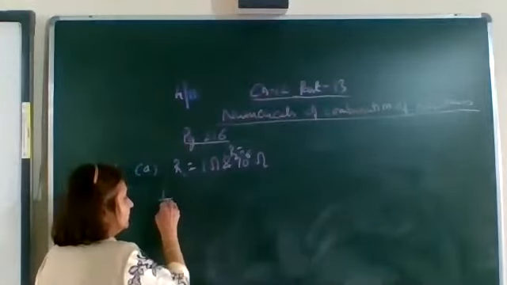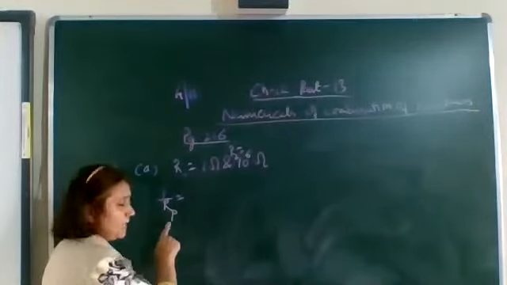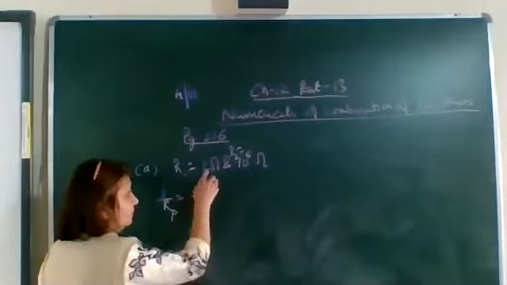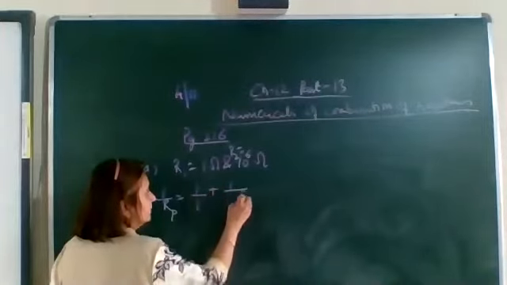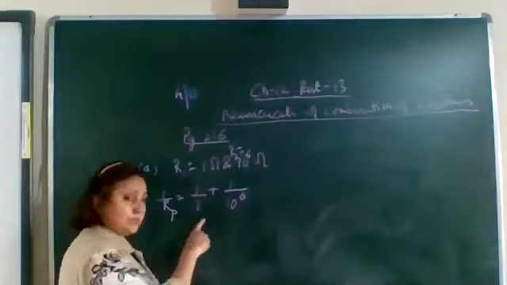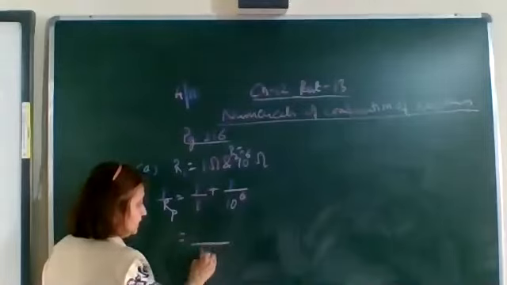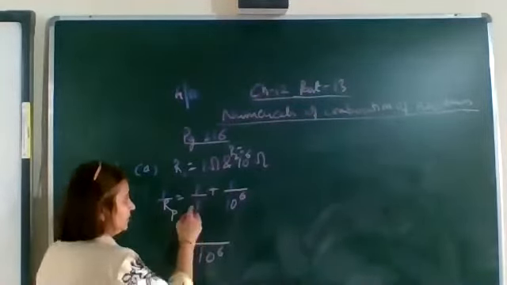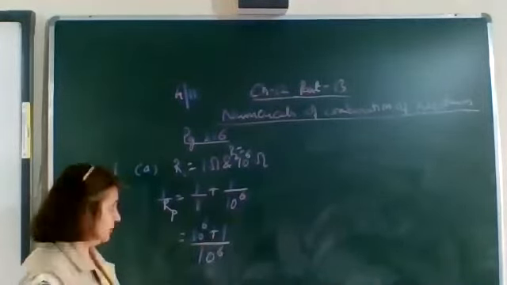So here the equivalent resistance is 1 upon Rp. For the parallel combination, we write it as 1 upon Rp equals 1 upon 1 plus 1 upon 10 raised to the power 6. 10 raised to the power 6 is 1 followed by 6 zeros. What will be the LCM? LCM is 10 raised to the power 6. What will be the numerator? 10 raised to the power 6 plus 1.